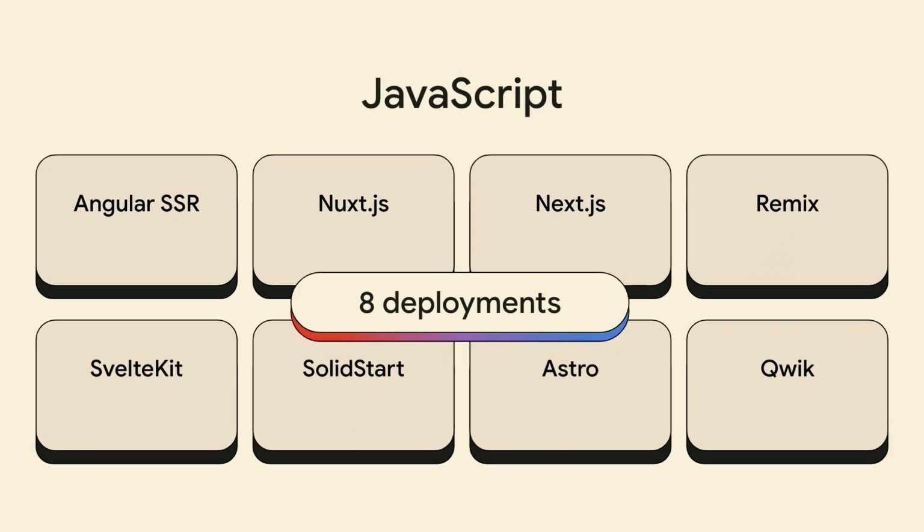Nah, let's go, folks. Let's do at least two. No, not sold. Okay, we'll see if we can do 4. No, I'm just kidding. We're going to do 8. We're going to do 8 deployments today. So of course we're going to do Angular, Angular SSR specifically. Then we're going to do Next.js, Remix, SvelteKit, Solid Start, Astro, and Qwik.